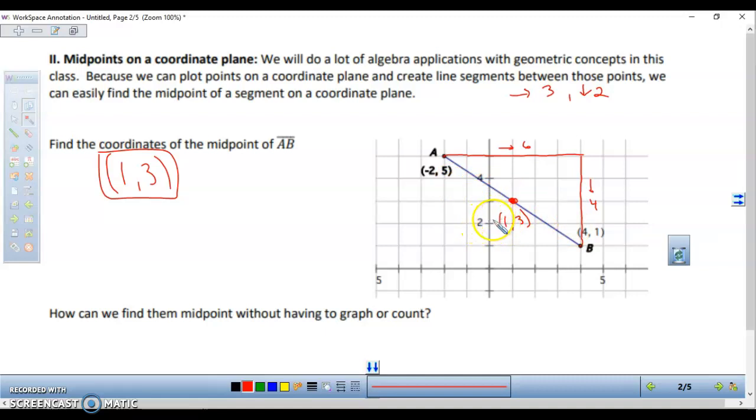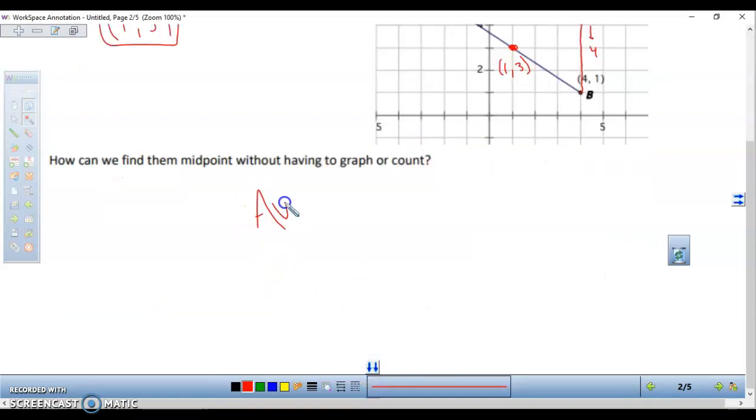So you'll notice that all you got to do to find this point, you don't have to draw anything, you don't have to plot it. All you got to do is average the coordinates. Average means to add, or in this case, since there's 2 of them, you'll add and divide by 2. Negative 2 plus 4 is 2, divided by 2 is 1. 5 plus 1 is 6, divided by 2 is 3. So all you got to do to find the midpoint is simply average the x and y coordinates.